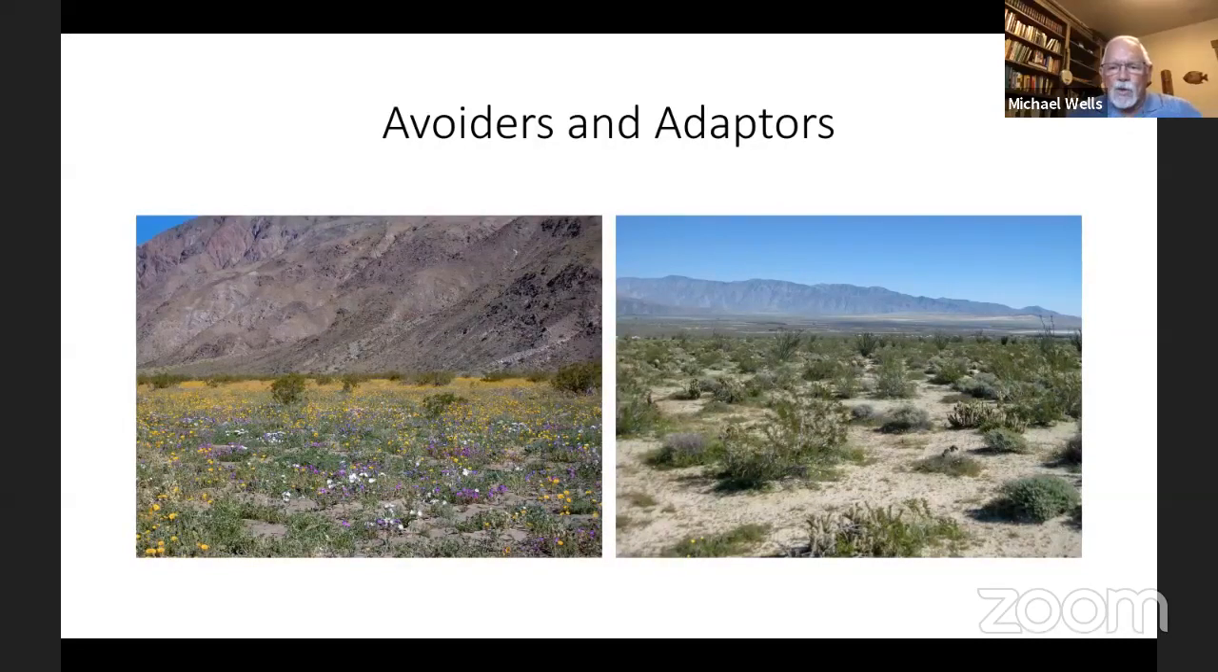On the right is Creosote Scrub. For those of you familiar with the creosote, it's one of the all-time desert adapted plants. It has both deep and shallow roots. It has very small leaves with a tough cuticle, so it doesn't lose a lot of water through evaporation. And so the creosote plant probably accounts for more ground cover than any other plant in the Anza Borrego Desert, and is one of the most, by area, common plants in North America.